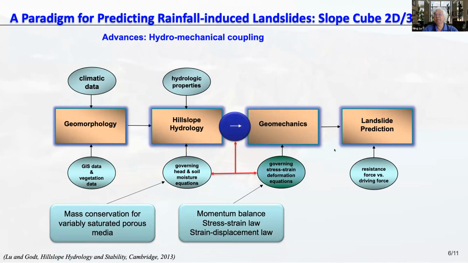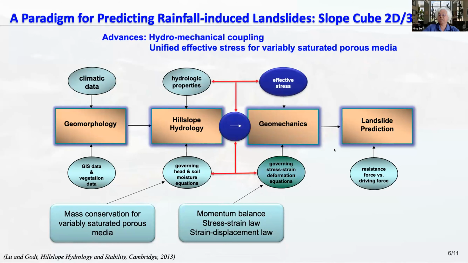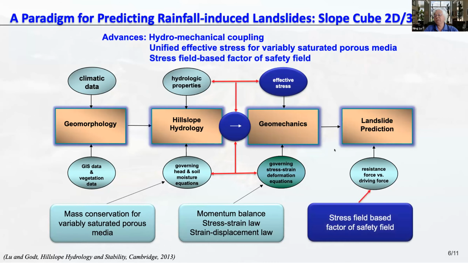One very important ingredient here is the hydromechanical coupling. The second is the effective stress, which basically translates the information from hydrological to mechanical. That effective stress is going to determine whether the slope is safe or not, stable or not. We also implement a new way of understanding this by defining the so-called factor of safety. Here we compute the factor of safety for every point, because we can understand the hill slope stress distribution, soil moisture distribution, and suction distribution.